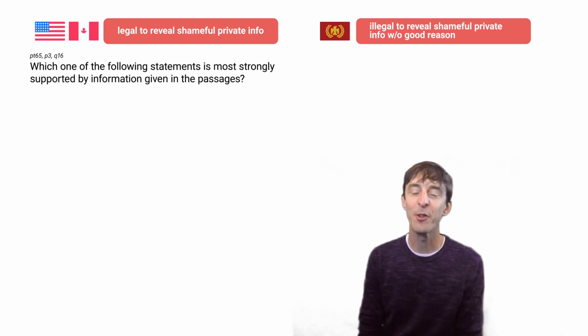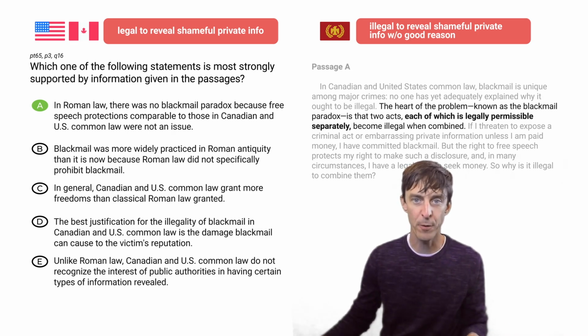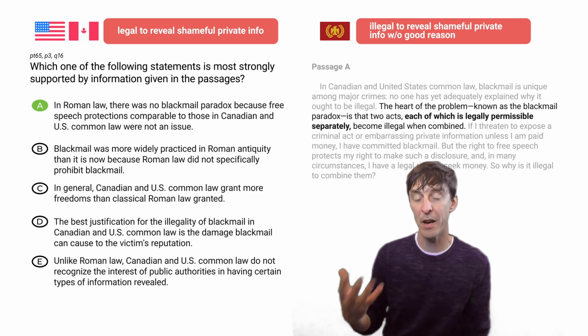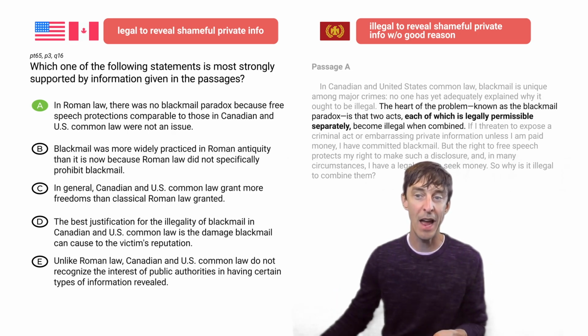Welcome back. The correct answer is choice A, which gets right to the heart of whether it was legal or illegal to reveal shameful information. Roman law doesn't have free speech protections, but Canada and the US do. Now, how does that tie into the idea of whether or not there's a paradox? Well, passage A explained there's a paradox for the North American systems because you have these two acts that are each permissible on their own.